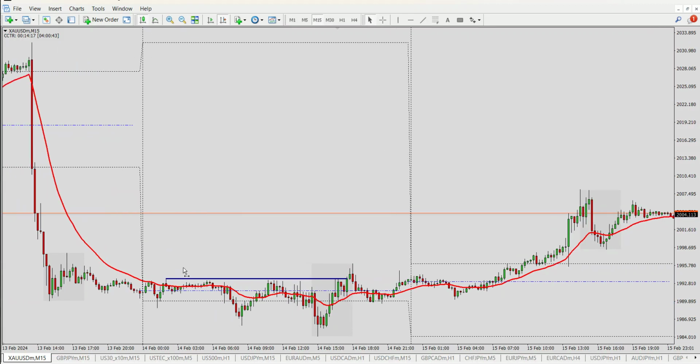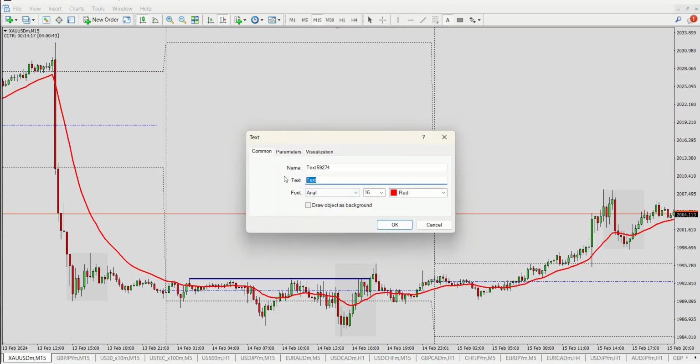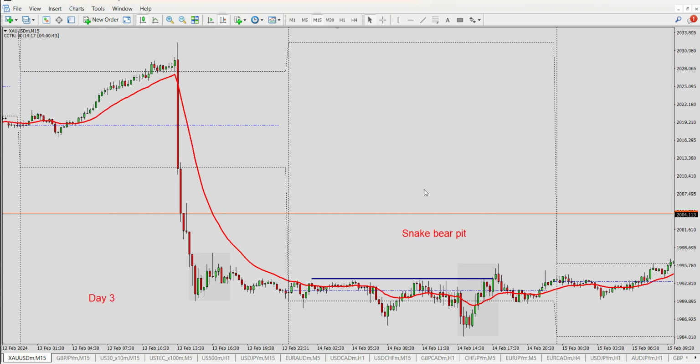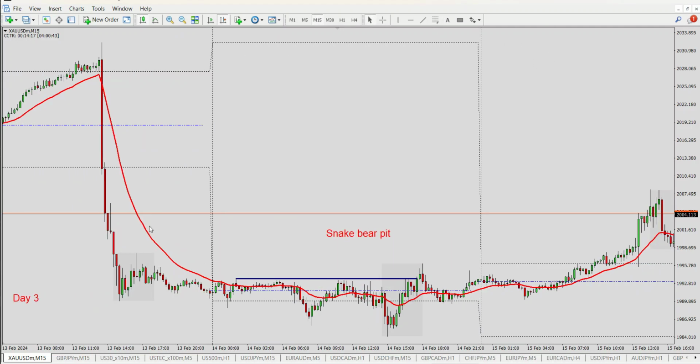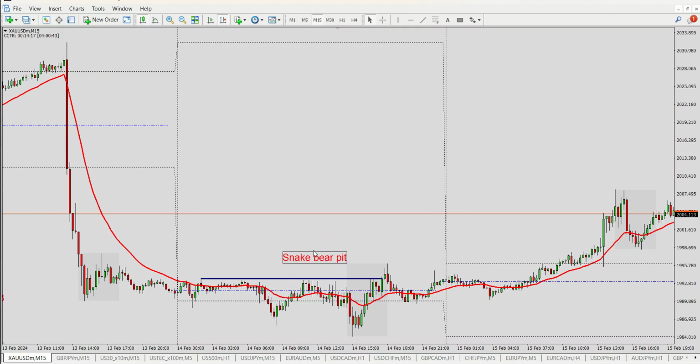Okay, so guys, you see, I told you this is a bull. This is a snake bear pit. Okay, this is the snake bear pit after day 3. I've showed you. I've done the counting with all of you, and I've showed you this was day 3. And I showed you how I did the counting. So this was a snake bear pit because they were just trapping.